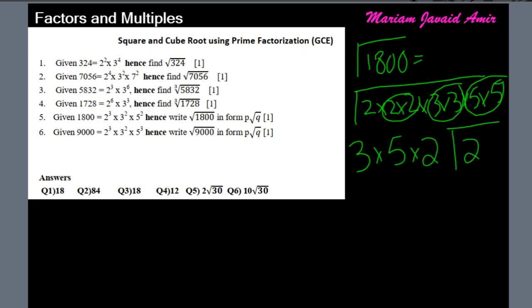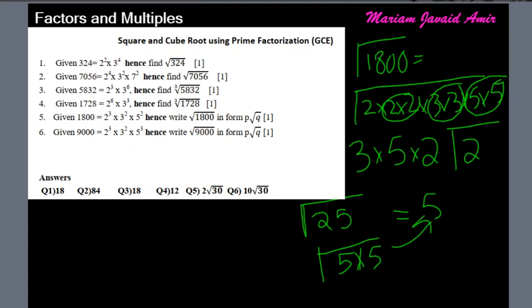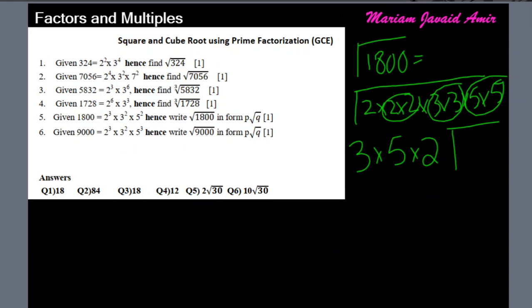Why am I doing this? Because recall that under root 25 is actually 5. Why is that? Because this is 5 times 5. So then we write 5 once in the answer. Okay, so we're left with this. So we get 5 times 2, 10, and 10 times 2 is 30. So we get 30 under root 2. This is the answer.